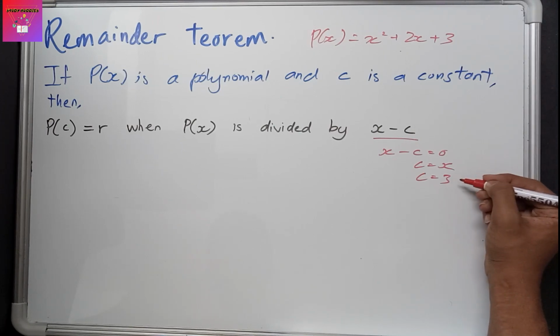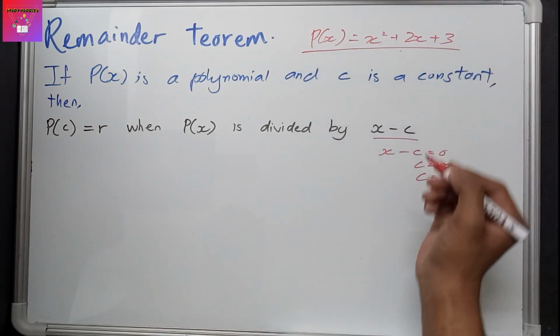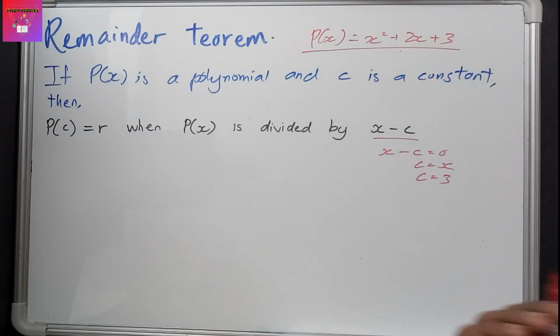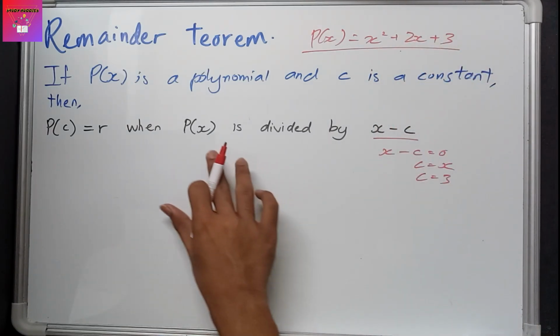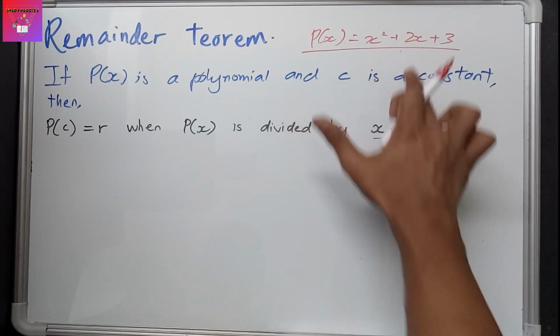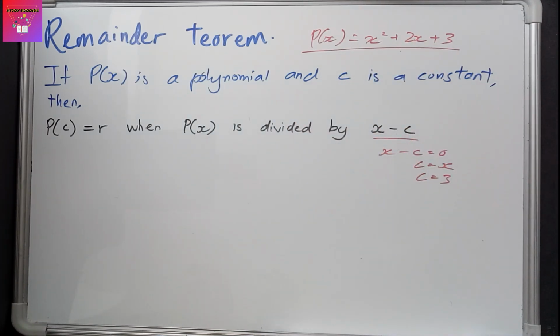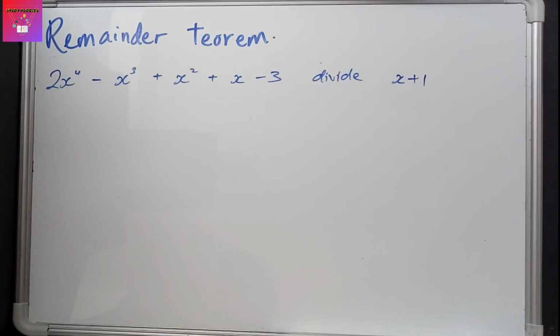If I substitute this 3 inside this equation, the answer I'm going to get is actually similar to the remainder I would get when I divide the polynomial by this value. Okay, so I'm very sure you are not very clear when I explain this, but I'll use a few examples to make it clear. So look at this question: 2x power 4 minus x cubed plus x squared plus x minus 3 divided by x plus 1.